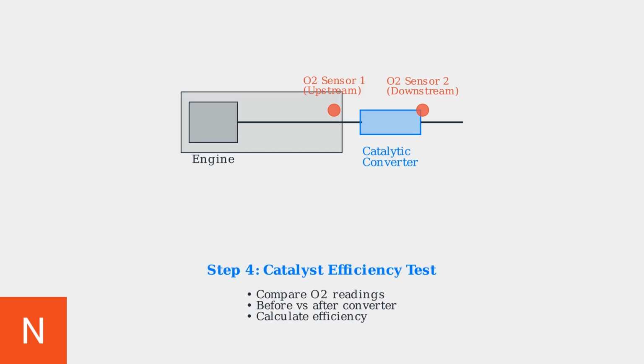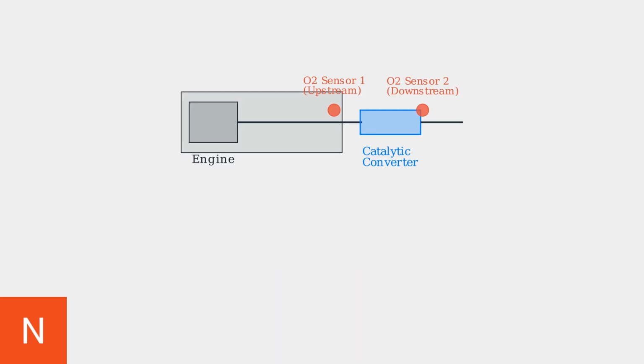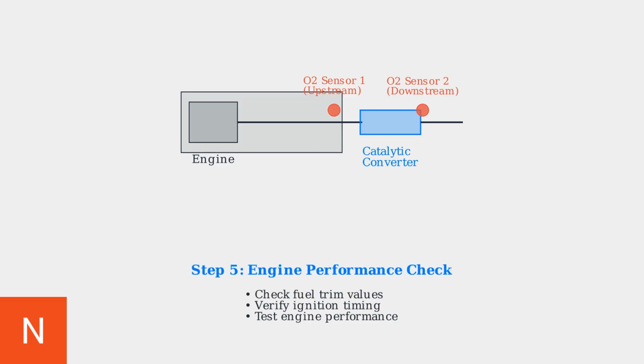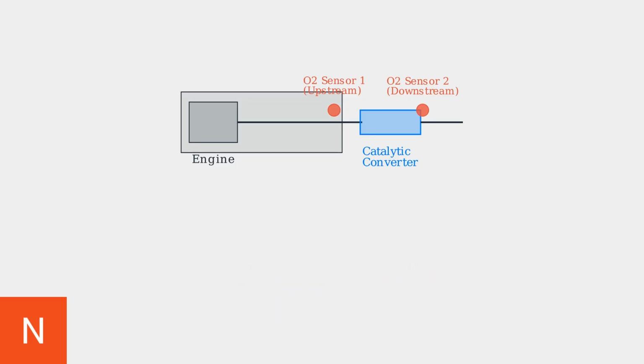Step 4. Perform a catalyst efficiency test by comparing oxygen sensor readings before and after the converter. A healthy catalyst shows significant differences between upstream and downstream readings. Step 5. Check engine performance, including fuel trim values and ignition timing. Poor engine performance often causes catalyst efficiency problems and must be addressed first.